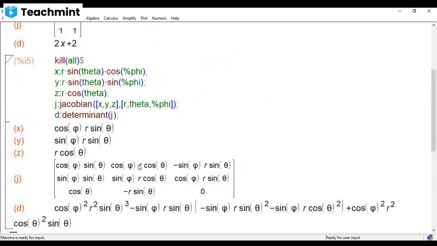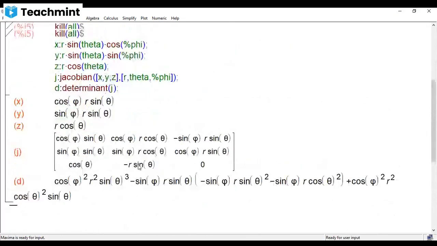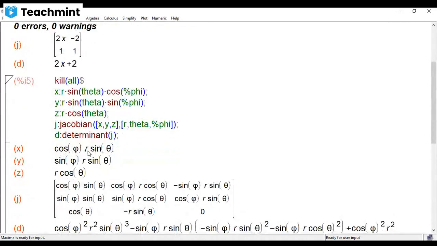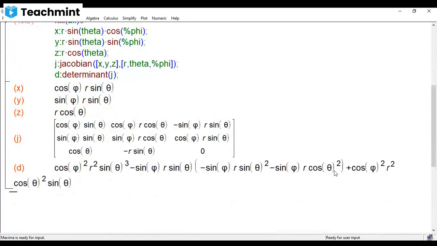See? Right? Your x is displayed, y is displayed, z is displayed, this Jacobian matrix is displayed, and this is the determinant of this. See, I haven't used trigonometric simplification. That's why it is not simplifying this. Remember, in our manual solving, we got the answer as r square sine theta. But here, it was not simplified.